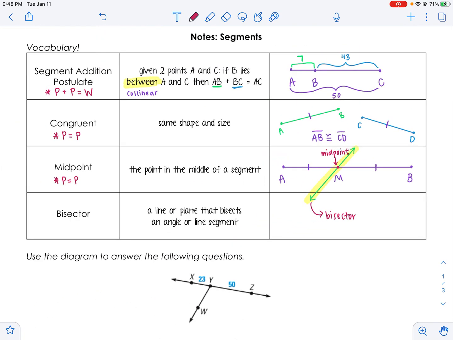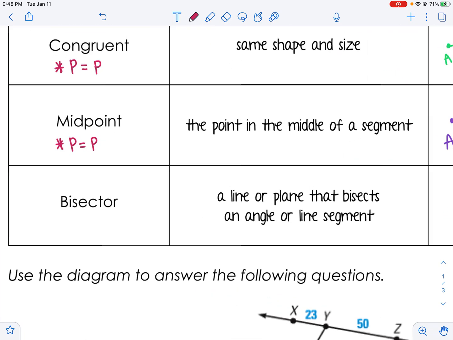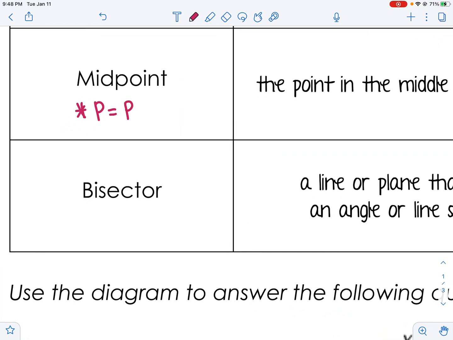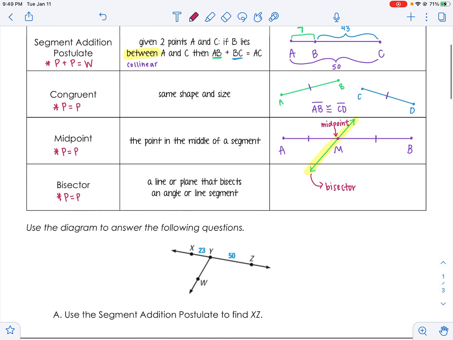So if it's a bisector, do you think that would be a part plus part equals whole problem, or would that be a part equals part problem? Use a picture to help you out. And if you said part equals part, you're correct. The bisector cuts it in half. It makes two equal parts. It has a midpoint in there once you get the bisector, and it works out.